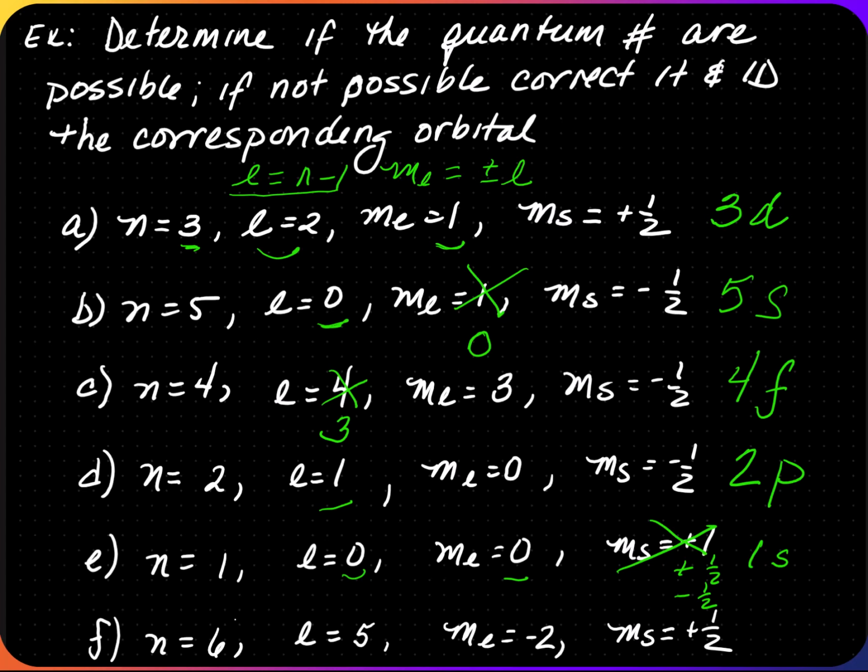Since L is equal to 5, ML is going to be plus or minus 5. So it's going to be plus 5, plus 4, plus 3, plus 2, plus 1, 0, minus 1, minus 2, minus 3, minus 4, minus 5. Since minus 2 is part of that, that is correct. And my spin is correct. My orbital is 6 and 5 is H.